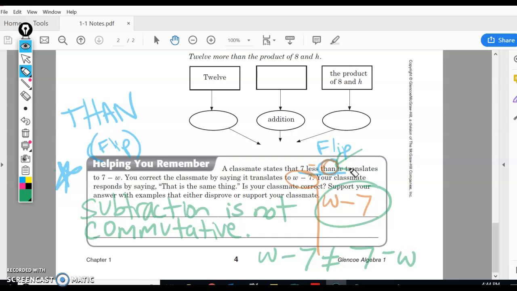Write down what questions you have. Pretty straightforward, easy lesson. It just takes a lot of practice with the vocab, knowing what the words mean, and I will see everybody next time.